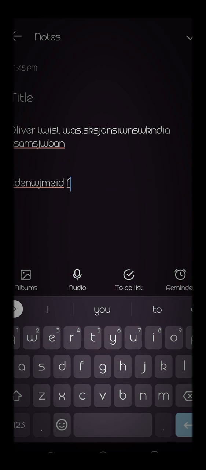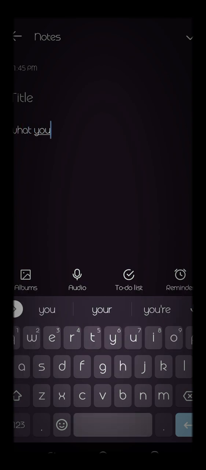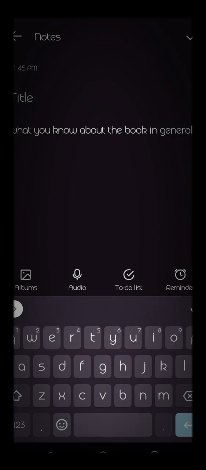Okay, let me do it this way. First, just write what you know about the book in general, including the author and stuff. You understand? Then you come to the summary.